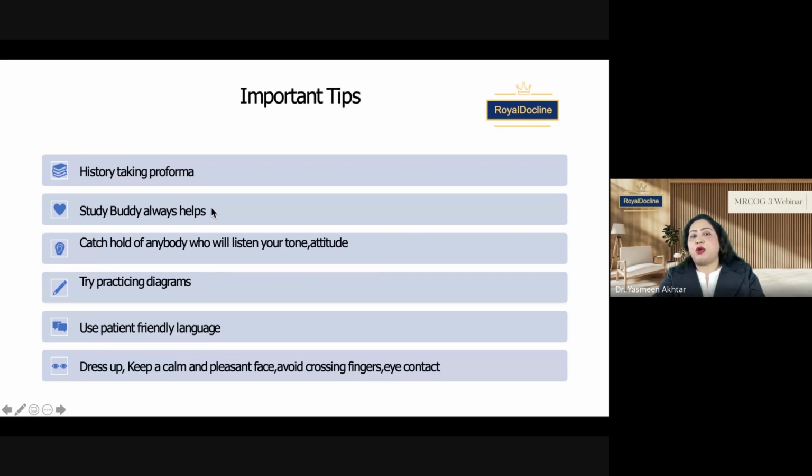Then study buddy always helps. You should have a very sincere study buddy. This is very important. Catch hold of anybody who will listen to your tone and attitude. It can be your husband, it can be your wife, it can be anyone in the family, right? Or it can be your friends.